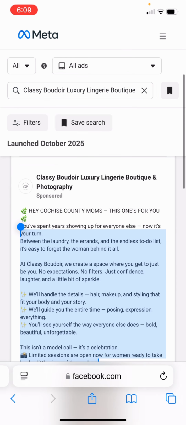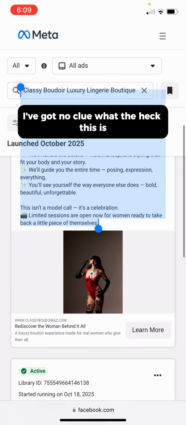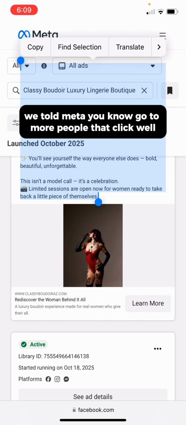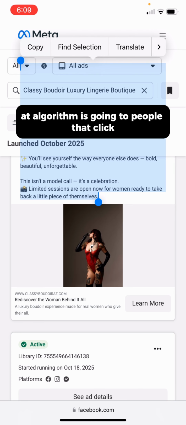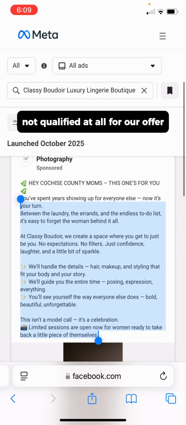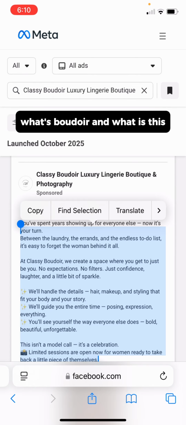They're like, what the heck's Boudoir? I've got no clue what this is. I'm out, I'm leaving. So we told Meta, go to more people that click. Well, part of Meta's ad algorithm is going to people that click. So we're weighting more towards the people that are not qualified at all for our offer and don't even know our offer. They're getting on the call saying, what's Boudoir?